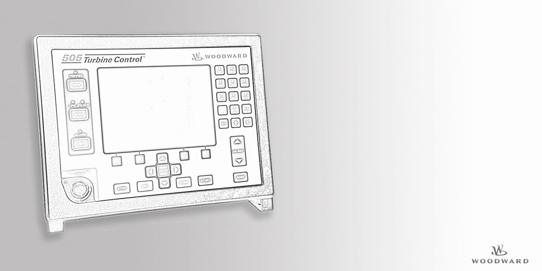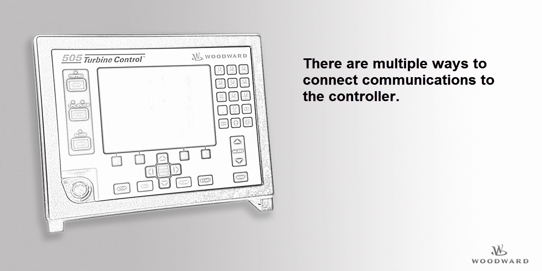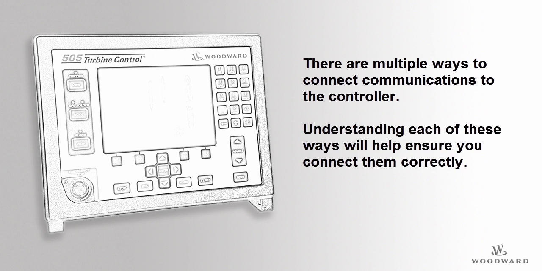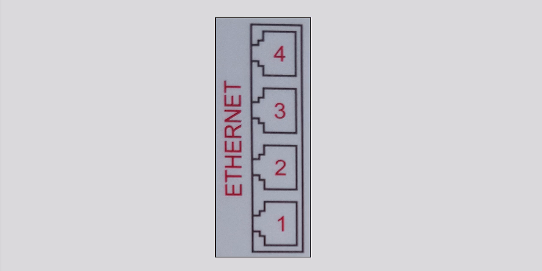In this tutorial, we will review the available communication links on the controller. There are multiple ways to connect to the controller for communication. It's important that you understand each of them so you can use them all correctly. The first available communication type is Ethernet.